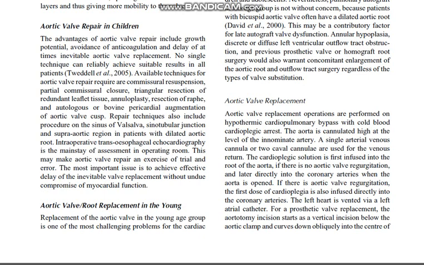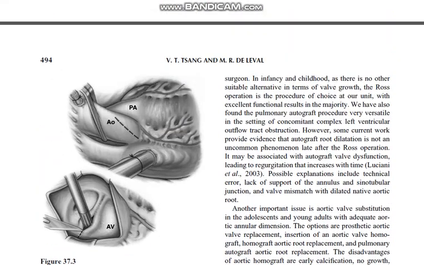Aortic valve root replacement in the young. Replacement of the aortic valve in the young age group is one of the most challenging problems for the cardiac surgeon. In infancy and childhood, as there is no other suitable alternative in terms of valve growth, the Ross operation is the procedure of choice at our unit with excellent functional results in the majority. We have also found the pulmonary autograft procedure very versatile in the setting of concomitant complex left ventricular outflow tract obstruction.